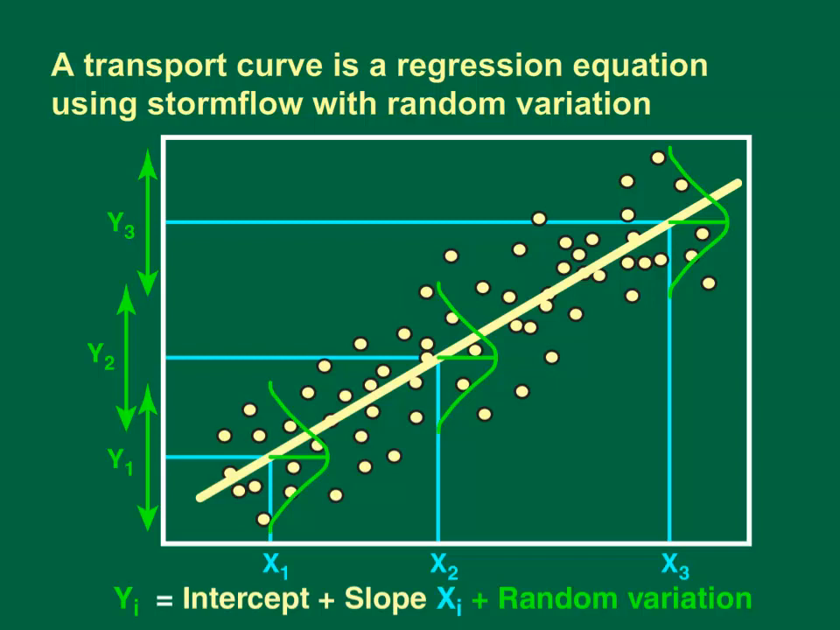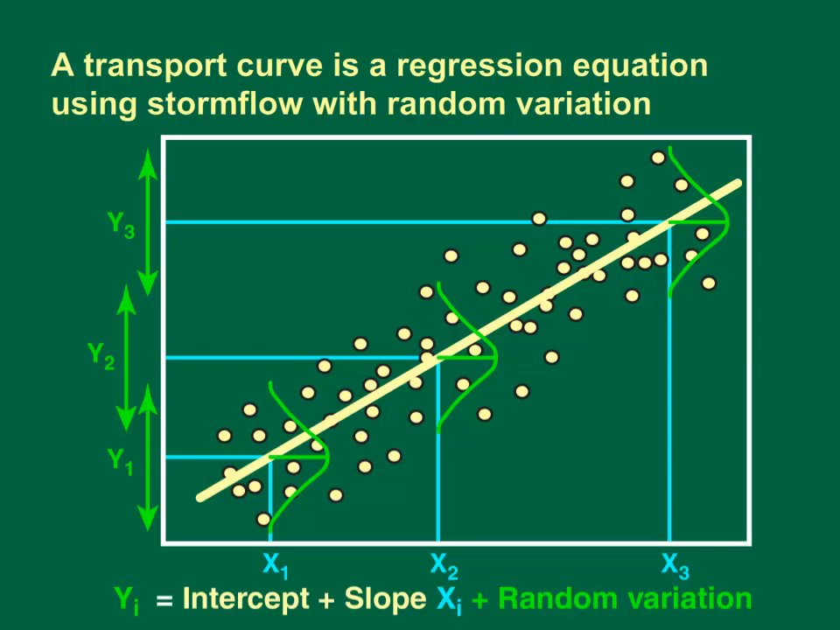Regression is used to estimate the intercept and slope used to define the linear relation. However, there is also random variation in the y variable above and below the line for every x value. This variation should be normally distributed. SELDM generates a random value for stormflow, xi, applies the transport curve regression equation to get the average value of the dependent variable, y, and then adds a random term to generate a value for the water quality constituent, yi.